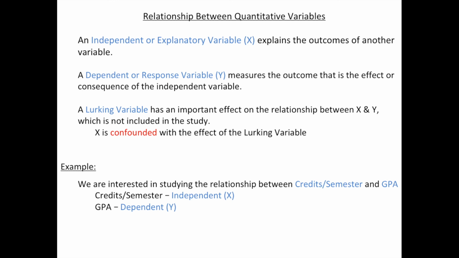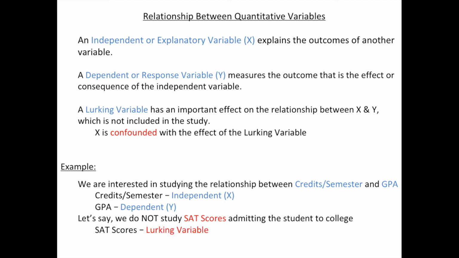Now let's say that we are not studying the SAT scores of these students when they were admitted into college, but that the SAT scores do affect the GPA. Then the SAT scores would just be a lurking variable. So when you're thinking about the lurking variable, just think of it as something you're not accounting for in your study.